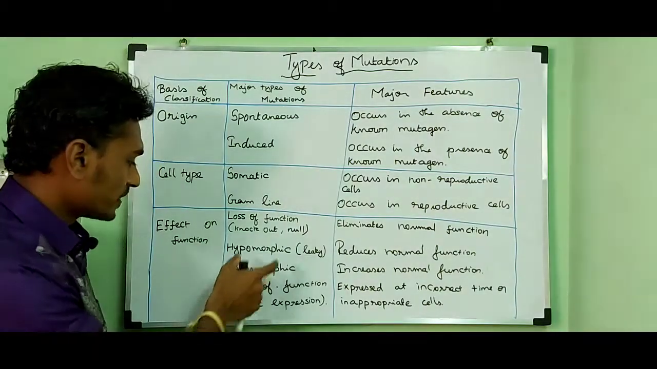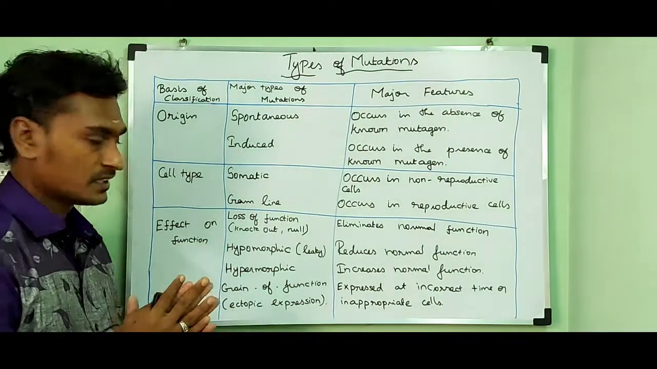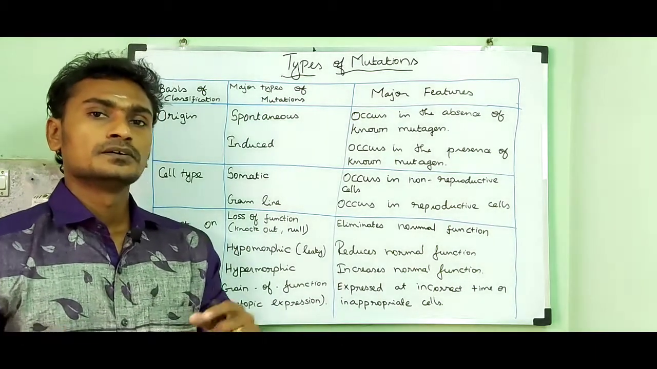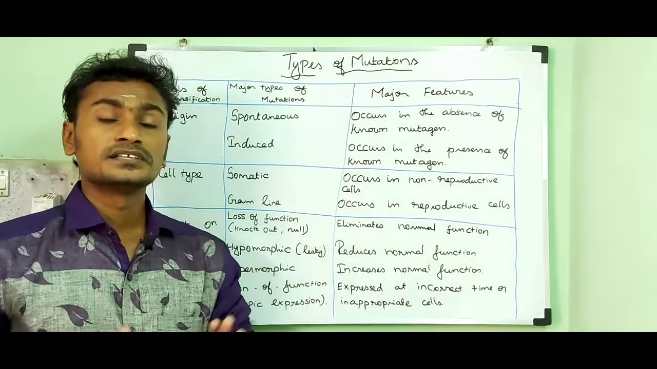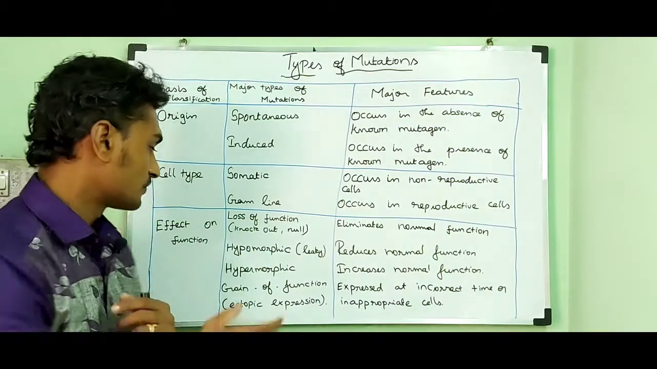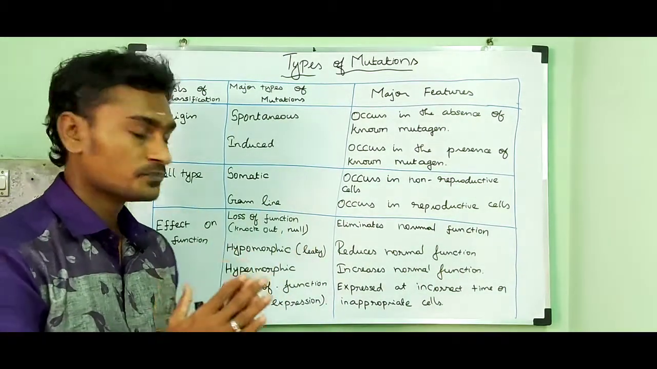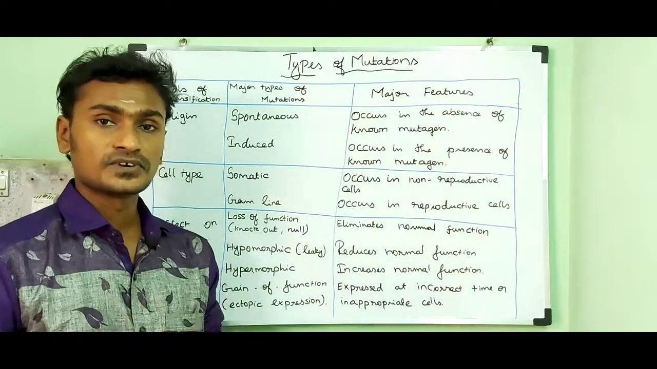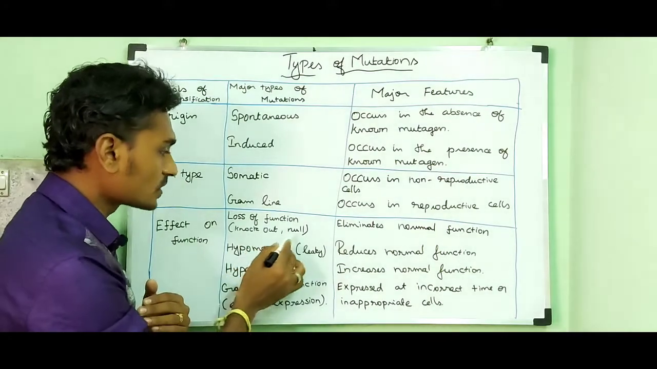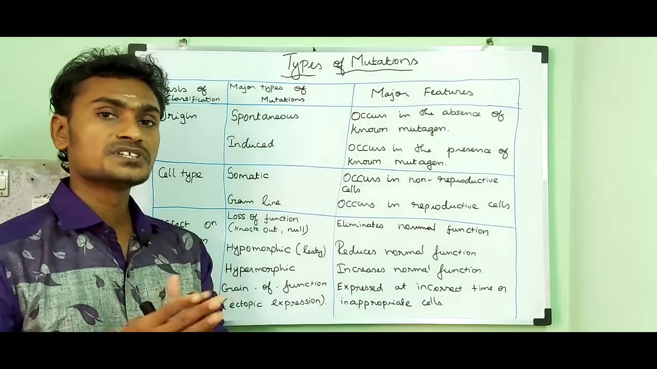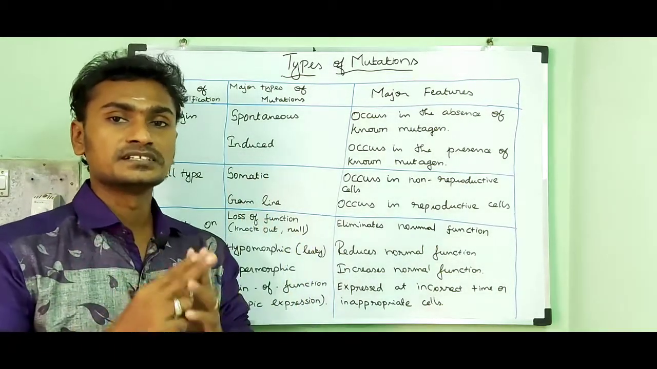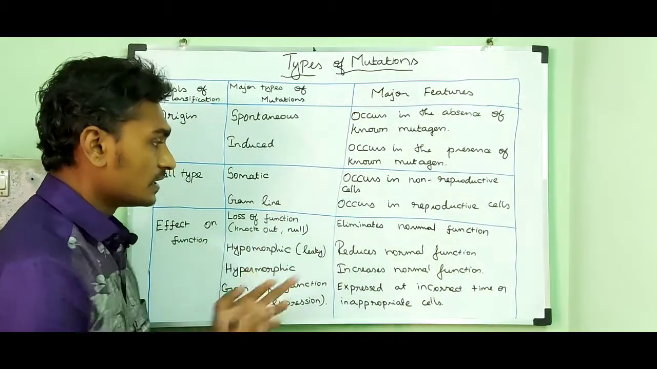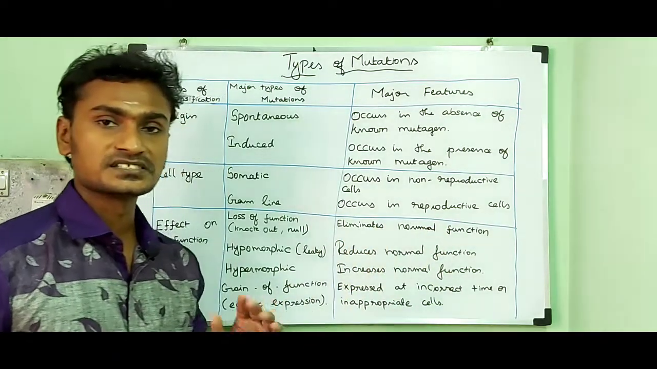So here we have four types of effects. The first one, loss of function. For example, an organism contains the dominant allele, that is the wild type. If mutation occurs in that wild type, it loses its function. That condition is called knockout or null. So due to that mutation, it loses its originality, it loses its function, and that condition is called knockout or null. It eliminates the normal function.